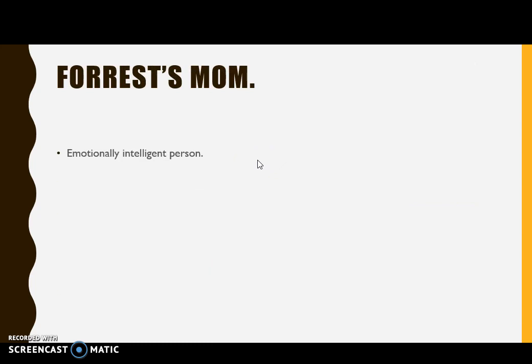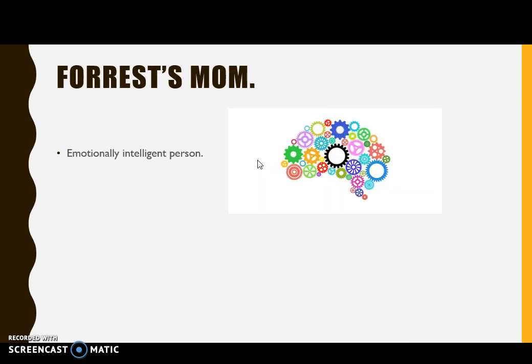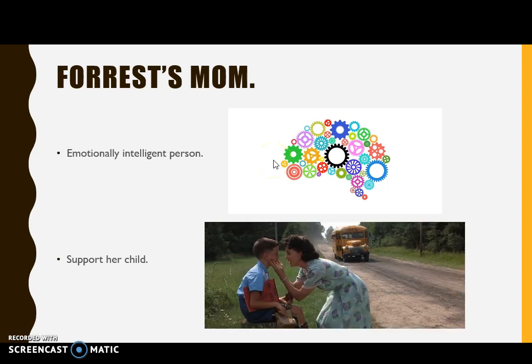His mother had the virtue of being an emotionally intelligent person because she understood the needs of her son, helping him to perceive the experience in a favorable way, creating a trusting environment where Forrest could be more himself and thus develop his potential.